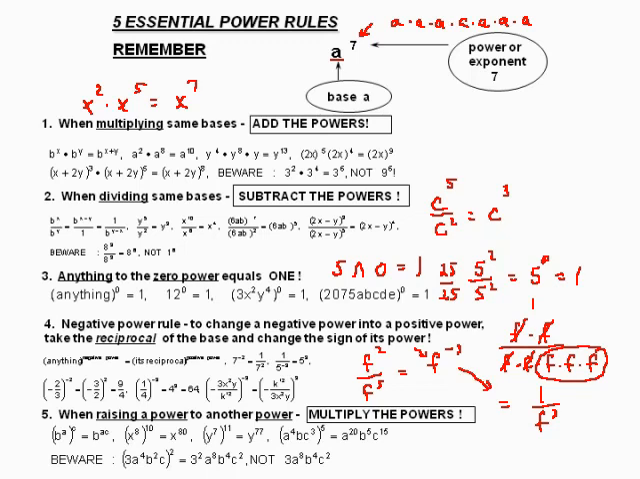So just remember this, if you have a negative power in the numerator, you can make it positive by bringing it to the denominator and vice versa. And you'll see lots more examples here on the handout.